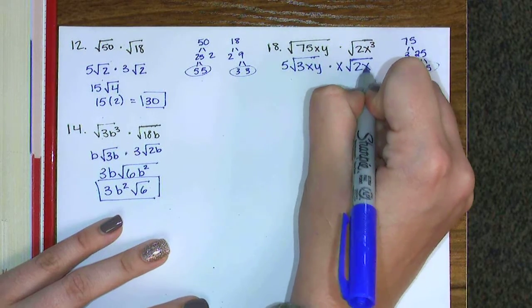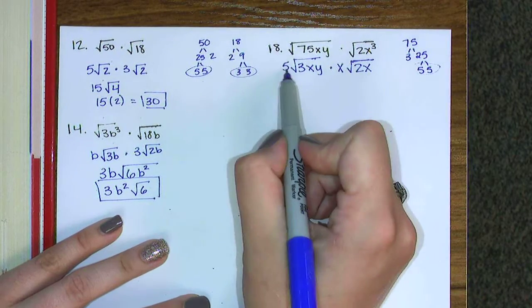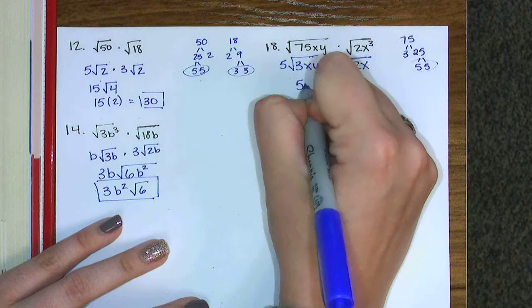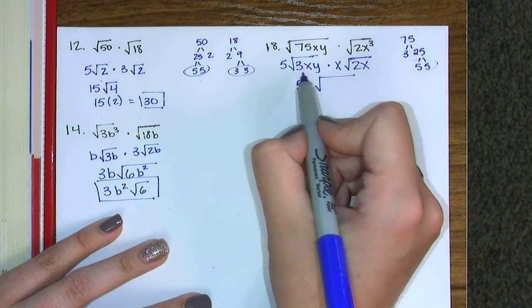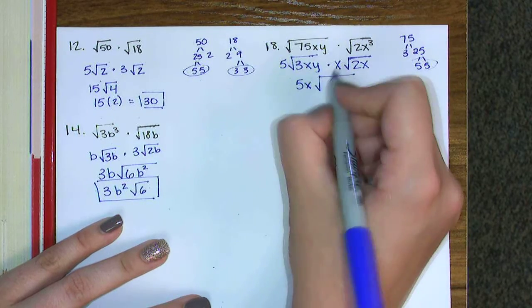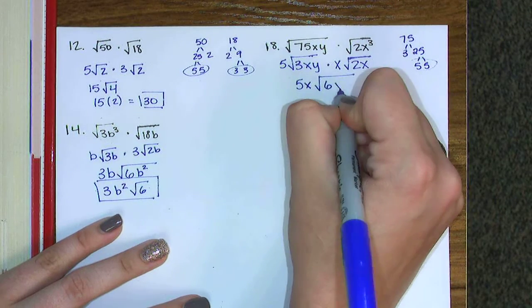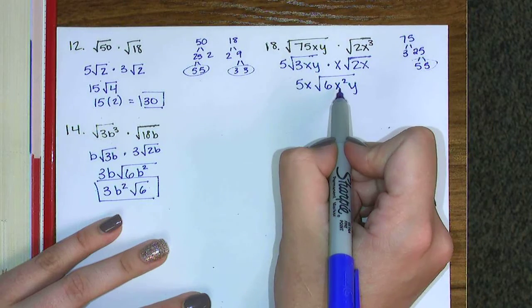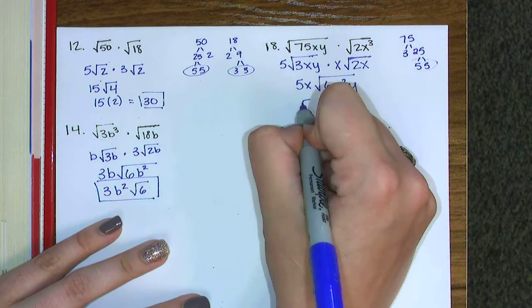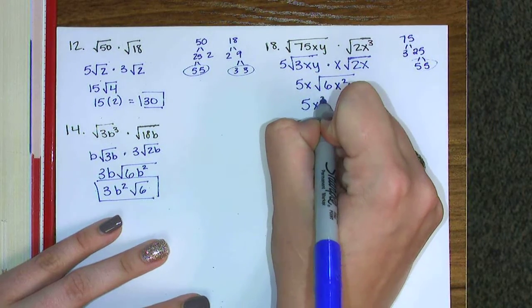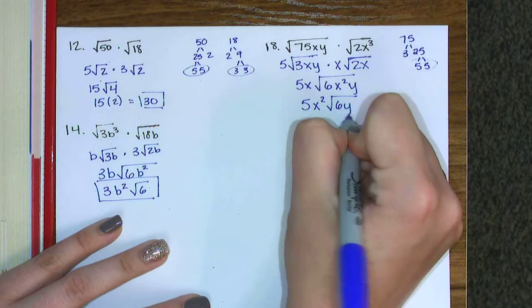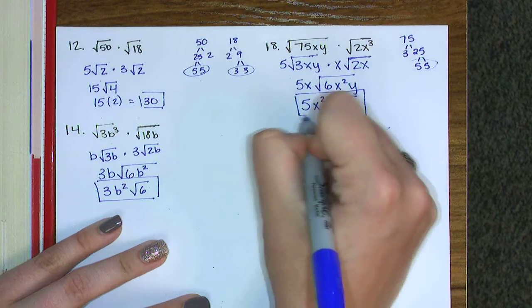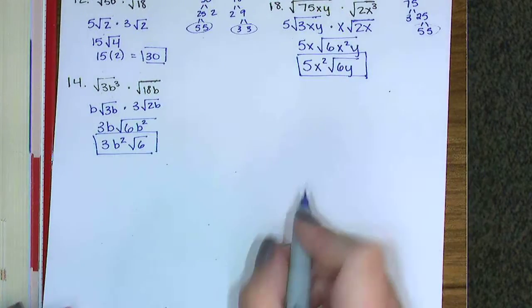Now I multiply what's outside, 5x times all the stuff inside, 3 times 2 is 6, x times x is x squared, and then we have a y. Since I have this x squared in here, I can pull out another x, giving me 5, x times x is x squared, times the square root of 6y. Alright, so that's that one.